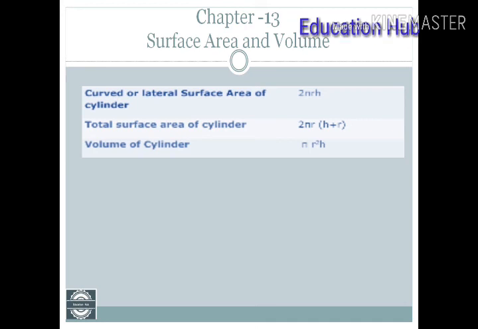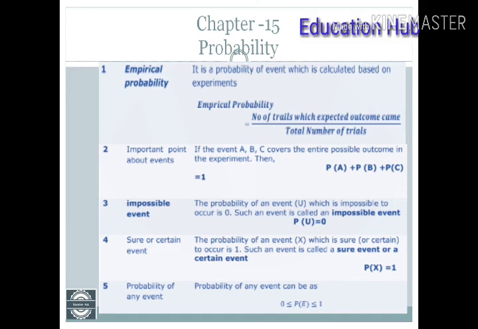Now the curved or lateral surface area of the cylinder is 2 pi r h. Total surface area of the cylinder is 2 pi r into h plus r, and the volume of the cylinder is pi r square h. Now come to the last chapter, chapter 15, probability. Here the probability formulas are given. Empirical probability is equal to the number of trials in which the expected outcome occurs divided by the total number of trials.